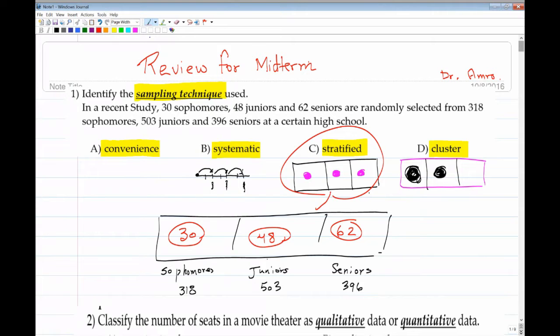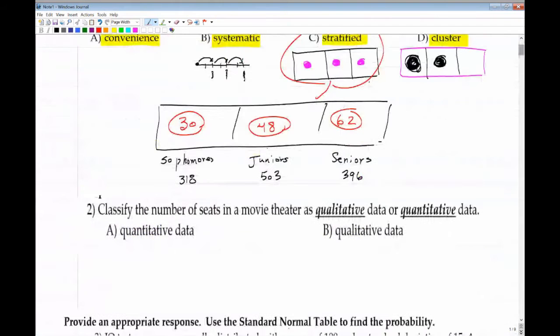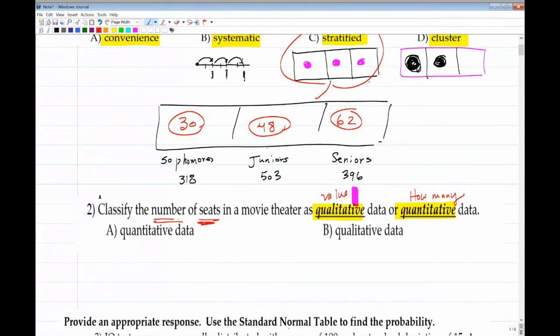Now we move to the next question, which discusses two important words: quantitative versus qualitative. Qualitative is dealing with value. This one deals with how many, which is the cardinality of the number. So when we discuss the number of seats in a movie theater, the number deals with how many, therefore it will be quantitative.